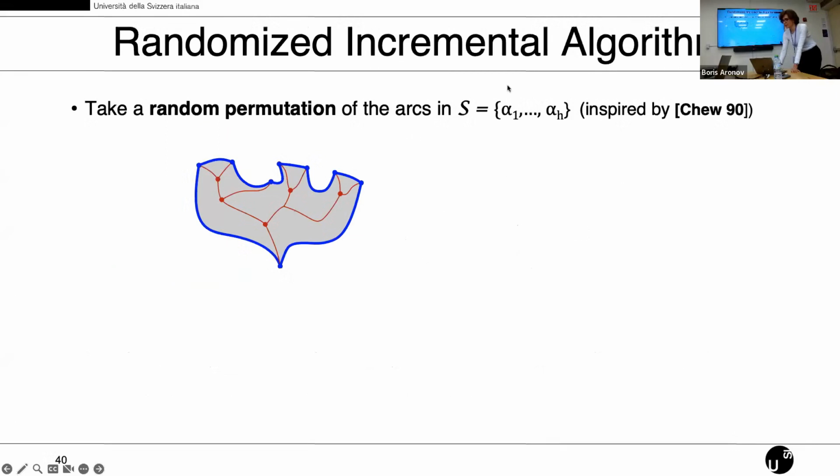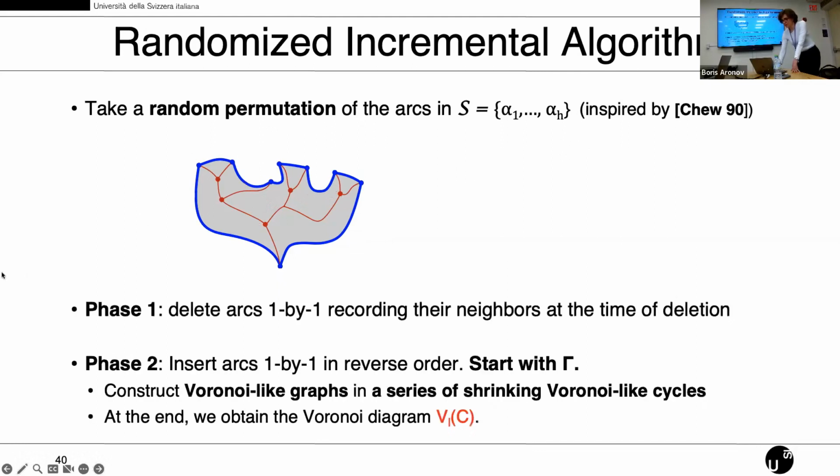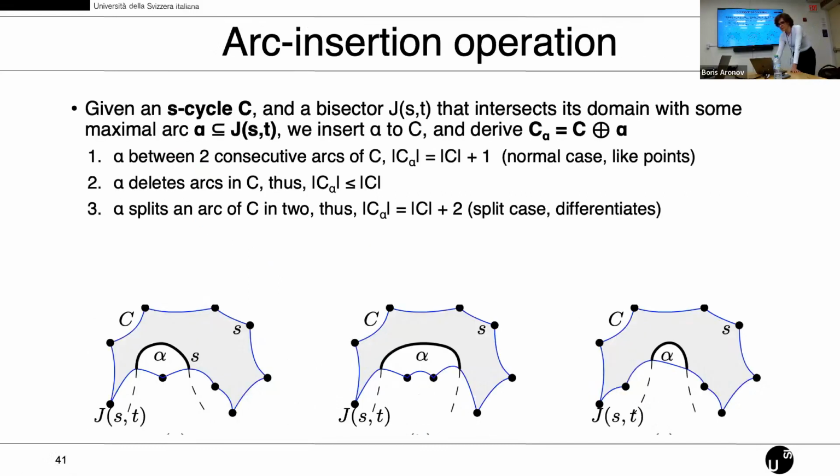So here is the randomized incremental algorithm. It is inspired by a simple algorithm. We take a random permutation of the arcs on the boundary of the region. In phase one, we delete arcs one by one, recording their neighbors at the time of deletion. In phase two, we insert them back one by one in reverse order. So we construct Voronoi-like graphs in a series of shrinking Voronoi-like cycles, and we use in the middle an arc-insertion operation.